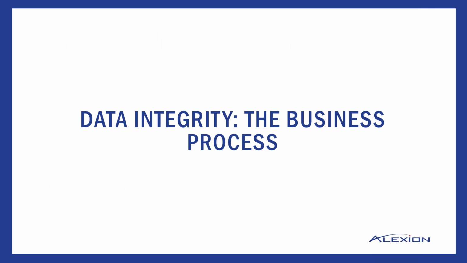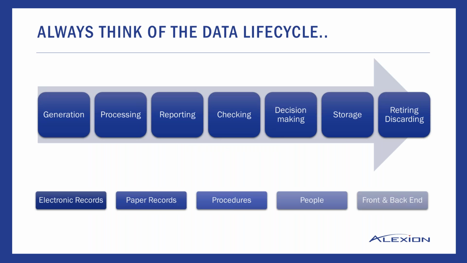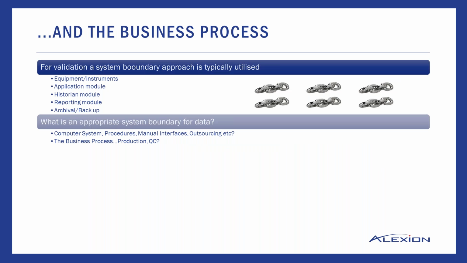Taking a look then at data integrity and the business process. Two things I was going to say to people: always think of the data life cycle. Think of the generation, processing, reporting, checking, decision-making, storage, retiring and discarding, and bring in the electronic records, paper records, procedures, people, and front and back ends for those processes. And the business process. Apologies for the typo here.